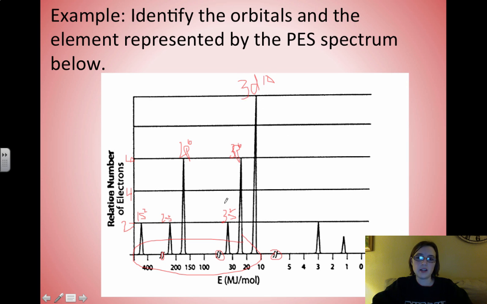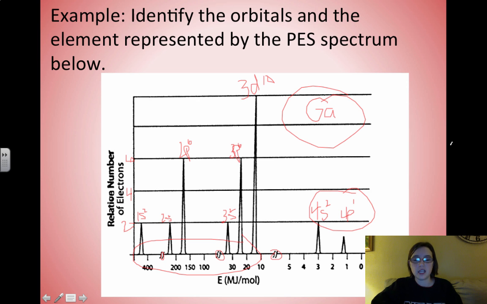That's because when you're removing electrons, you're removing them from the outermost energy level. So here we then have 4s2. Next we'd move to the 4p. It's half the size of the 4s2, so it's 4p1. If we look at this electron configuration, what element ends in 4s2, 4p1? That is gallium. So this represents the photoelectron spectrum of gallium.